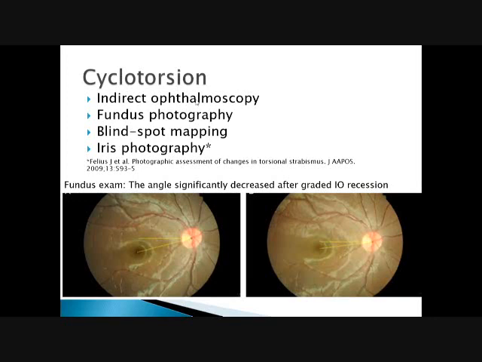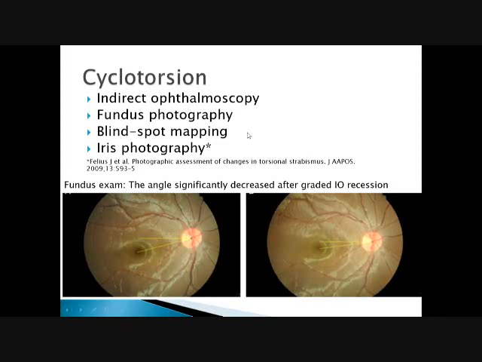It is difficult with direct ophthalmoscopy because in indirect ophthalmoscopy the field of view is more and magnification is less. We can also have fundus photography, but just keep in mind that the head of the patient should be in primary position while taking the fundus photograph. We can also do blind spot mapping or iris photography, but again the head should be erect and in the primary position.